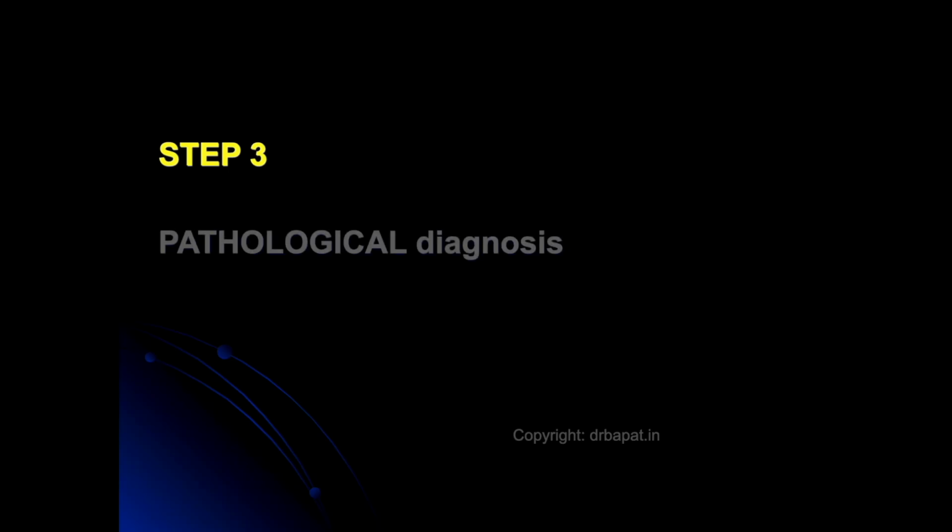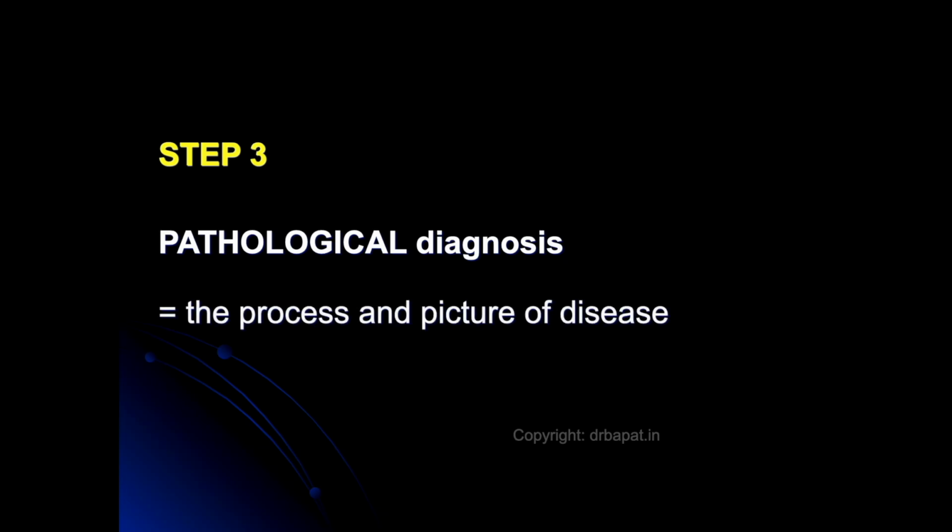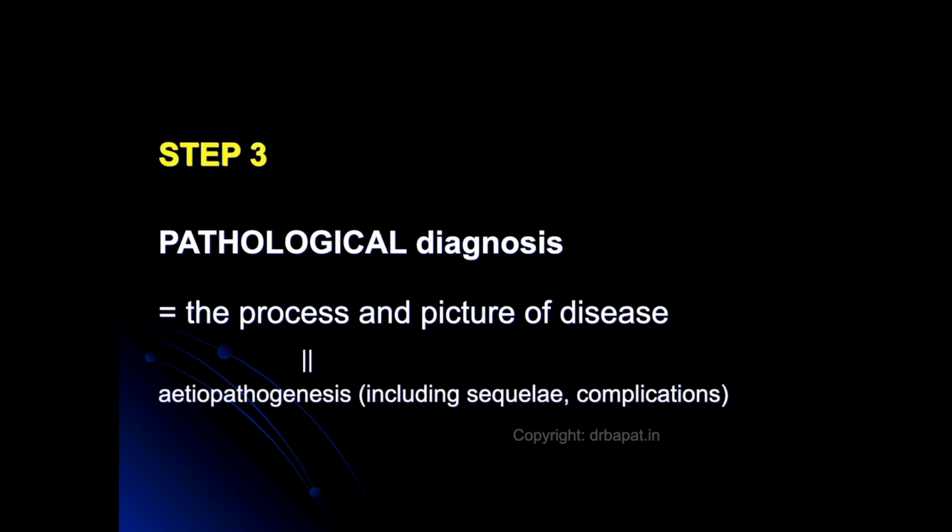The third step is to fix the pathological aspect of the diagnosis. What do you mean by pathology? Pathology basically means the study of disease, and that involves the process and picture of a disease. Process means the etiology and the subsequent dynamic changes which alter and convert a normal structure to an abnormal one. That is what is called etiopathogenesis.